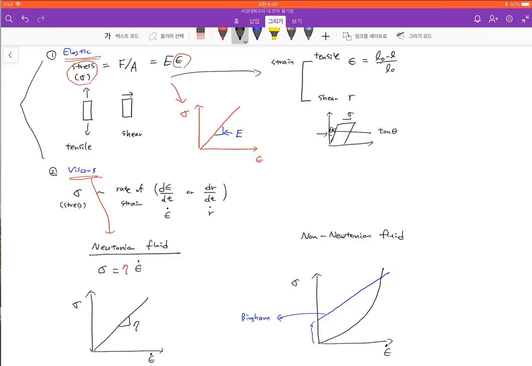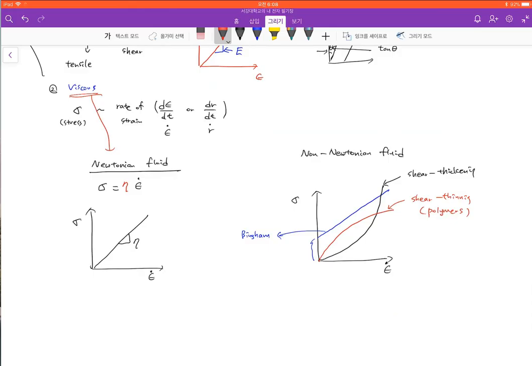And the second kind shows this kind of behavior. As the strain rate increases, stress significantly increases. And this behavior is called shear thickening. Another one shows this kind of behavior, denoted as shear thinning, and polymers show this shear thinning behavior.